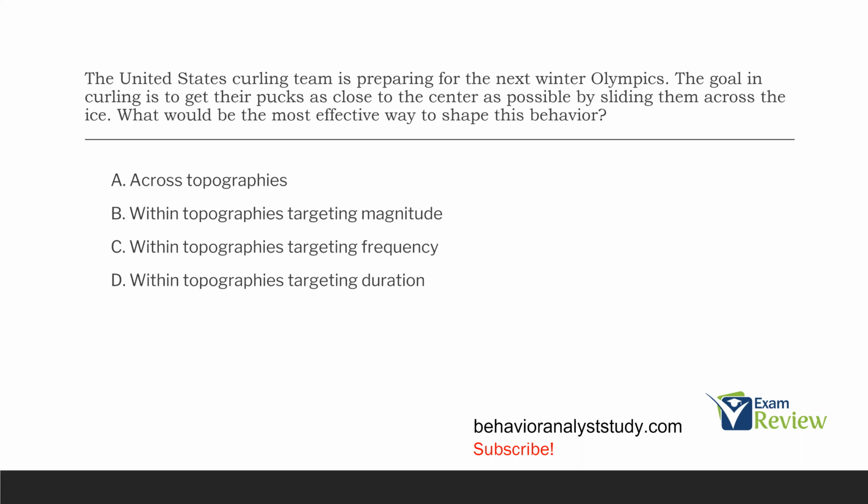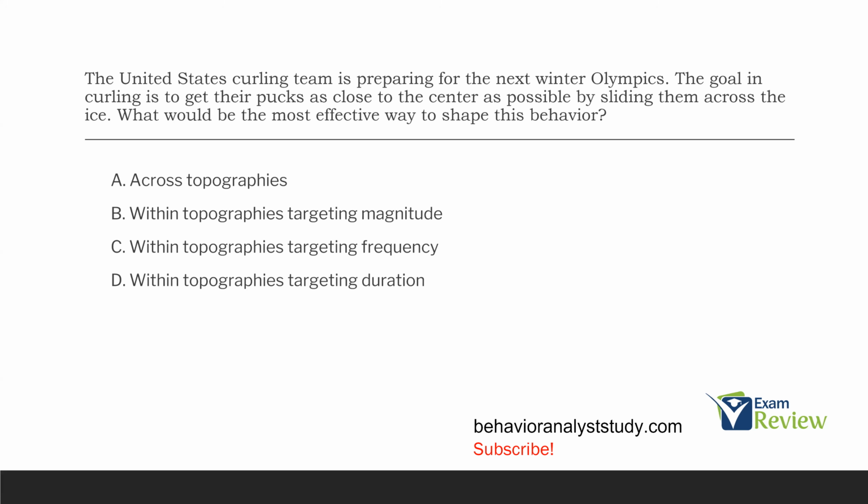The thing that gives people trouble is across and within topographies. With across topographies, remember, you're trying to change actual aspects of how the behavior is being done, right? So if I was shaping across topographies with the curling team, I would be trying to change how they're sliding the puck, right? I would be trying to change all their different movements within how they're shooting this puck.